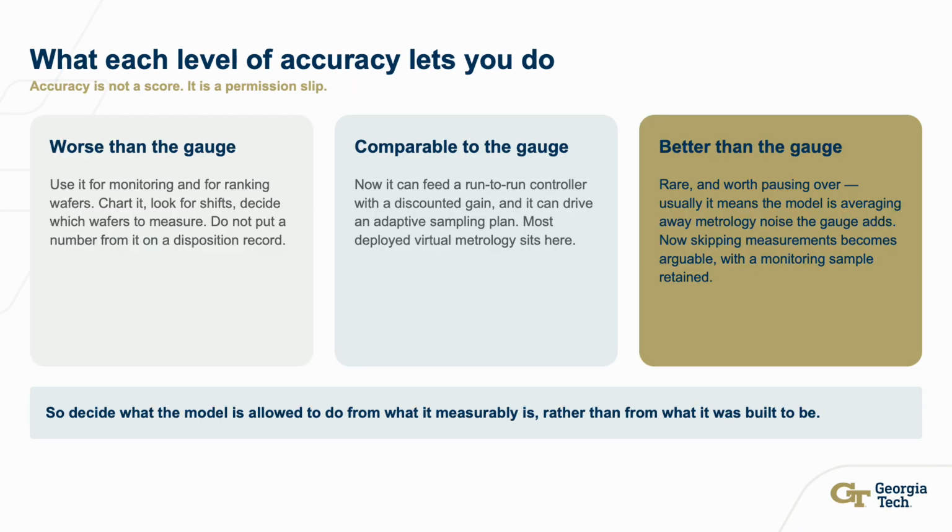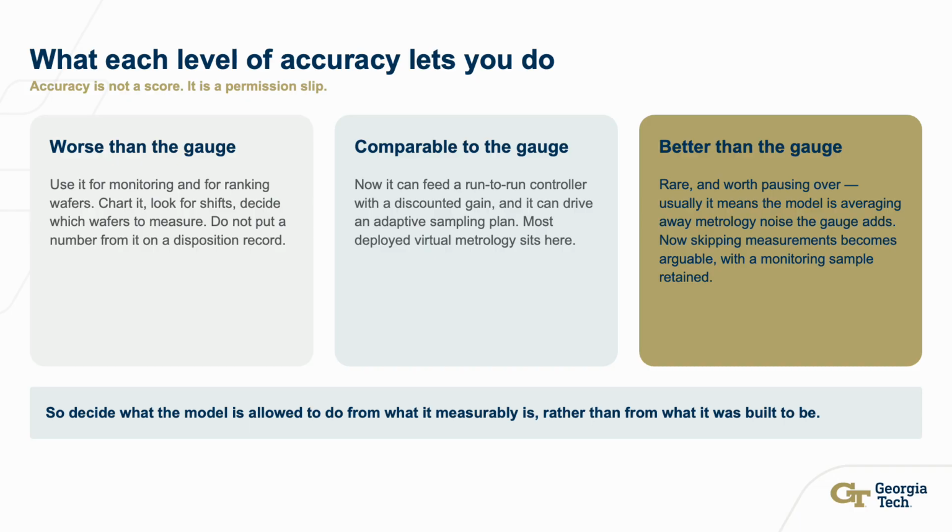Now a way of thinking about accuracy that I would like you to adopt. Accuracy is a permission slip. The number tells you what the model is allowed to do. Worse than the gauge, use it for monitoring and for ranking. Chart it, watch for shifts, decide which wafer to send to metrology. Those users tolerate errors well because nothing irreversible happens on a single prediction.